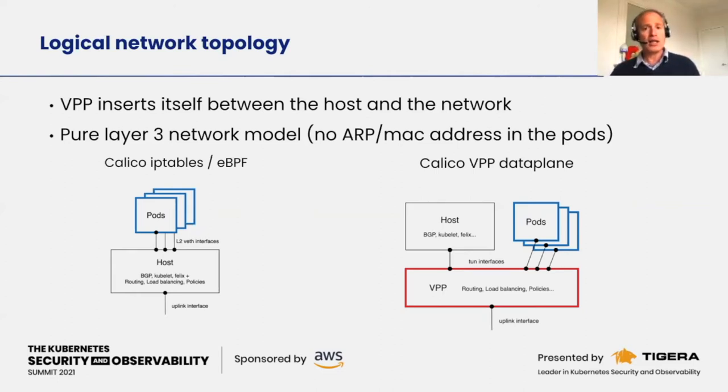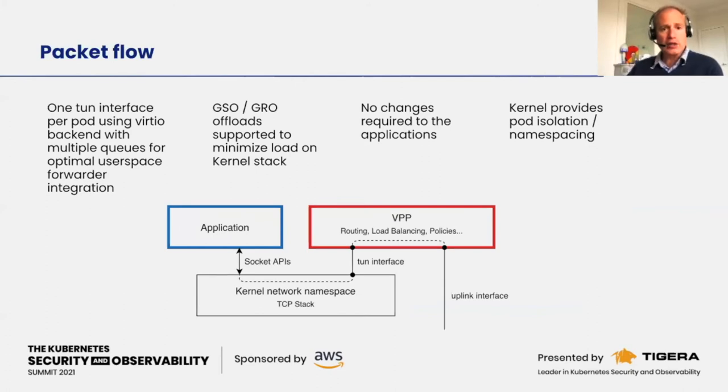So the overall network model is much more aligned with the Kubernetes model, which is fundamentally a layer 3 model as opposed to a layer 2 model. Right, and the host itself is connected with a tap interface connecting VPP with it. Let's have a look at a packet flow, right?